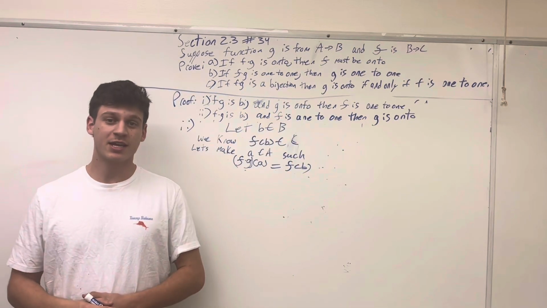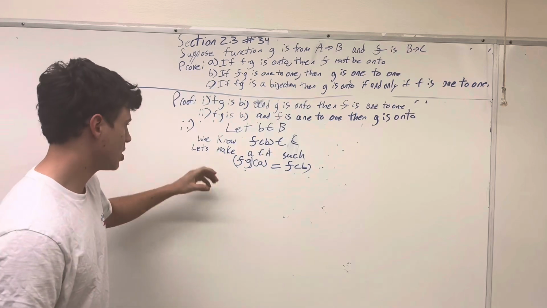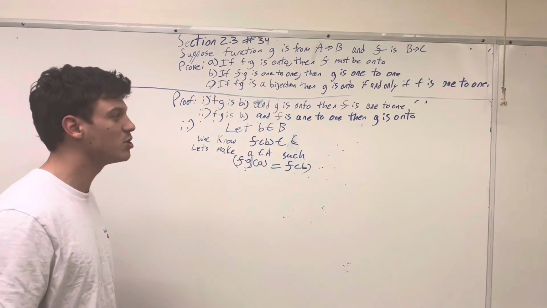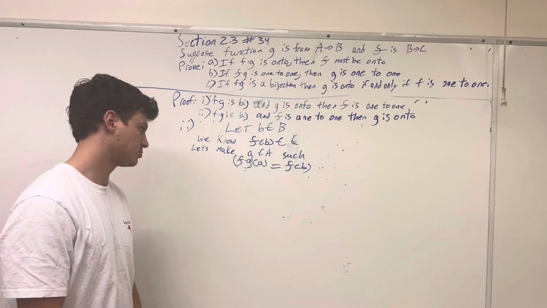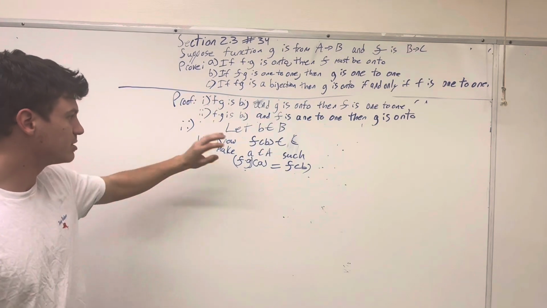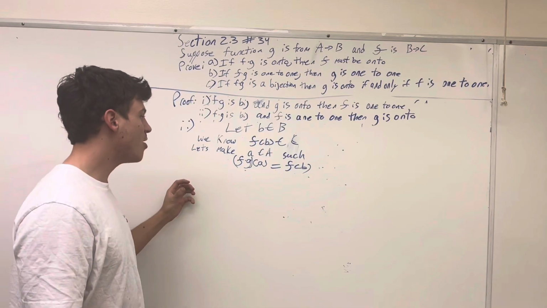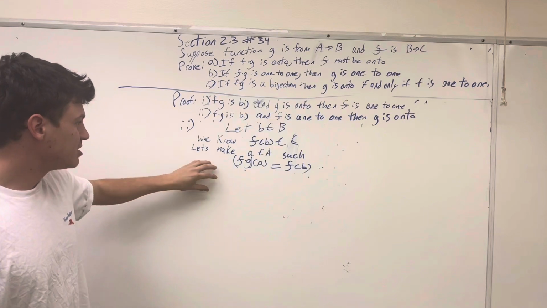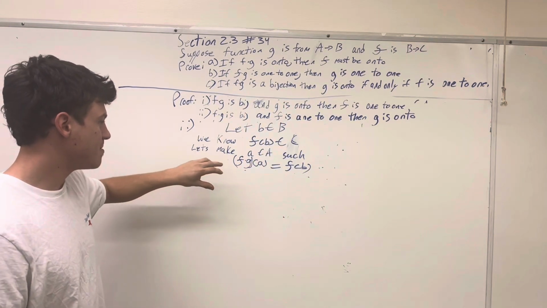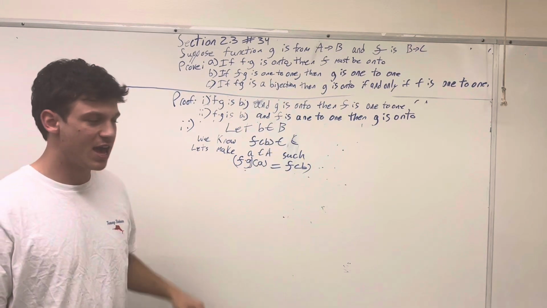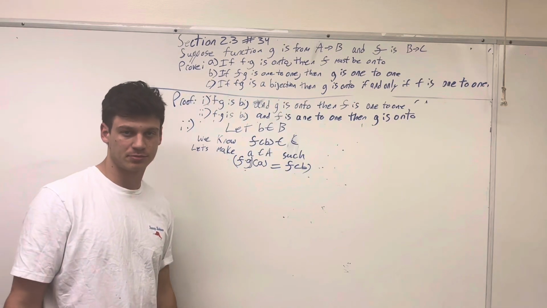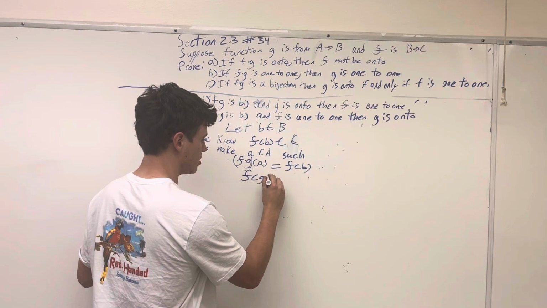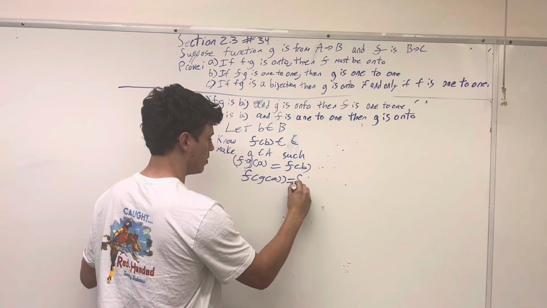So I set up the second part of part C. So we're trying to prove that if f composed with g is a bijection and f is 1 to 1, then g is onto. Now in order to prove this, let b be in B, and we know that f of b is in C. Let's make a in A such that f composed with g of a is equal to f of b. Now let's rearrange this function. So we got f of g of a is equal to f of b.